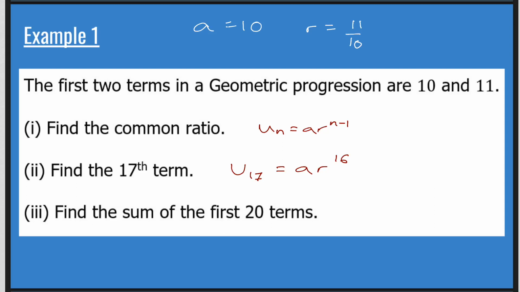All I'm going to do now is stick in the numbers, so that's 10. I would be careful here. You need a bracket if it's 11 over 10. You don't want to raise the 10 to the power of 16. So you jot that down, and we should get the answer as follows, which is 45.9 to 3 significant figures. So that's your answer for the 17th term. Put 3SF if you want.